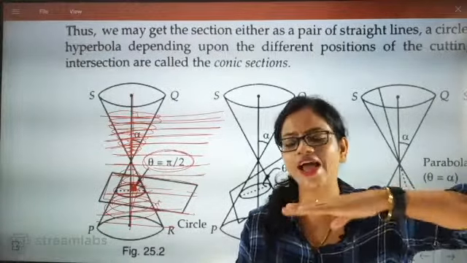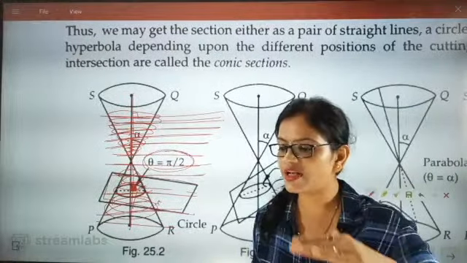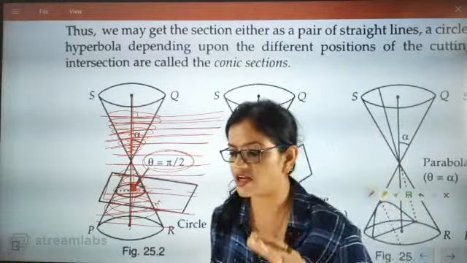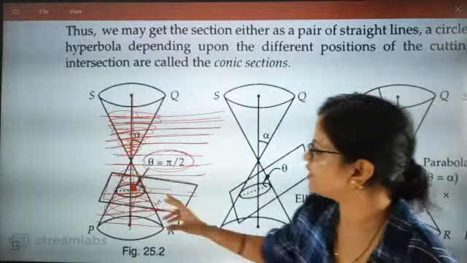Understood, Gautam? It just has to be 90 degrees with the main axis line. Just keep this in your concept. Yes, Saranya, it is going to be a circle.